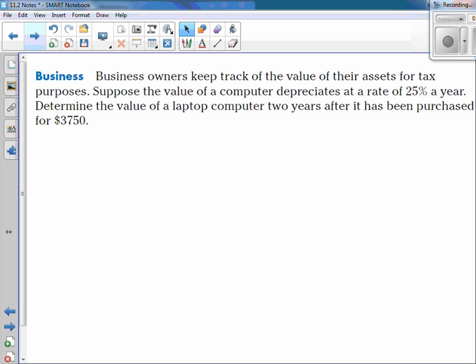Business owners keep track of the value of their assets for tax purposes. Suppose the value of a computer depreciates at a rate of 25% a year. Determine the value of a laptop computer 2 years after it's been purchased for $3,750. Well, okay, we know this is going to be a growth or decay question. So it's not talking about interest on an account or anything, not about compounding anywhere. The word depreciates indicates it's going to be a decay problem.